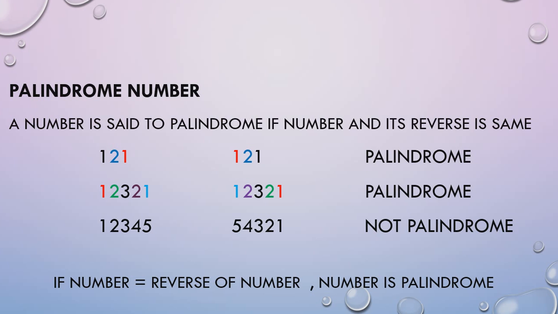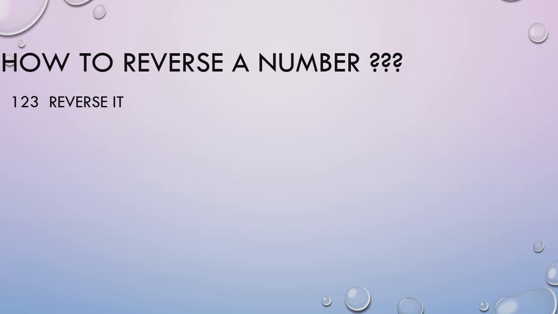Now coming to the programming part, if we want to check palindrome, then we have to reverse a number. So what will be the approach to reverse a number? For example, if we want to reverse 1 2 3, then result will be 3 2 1.